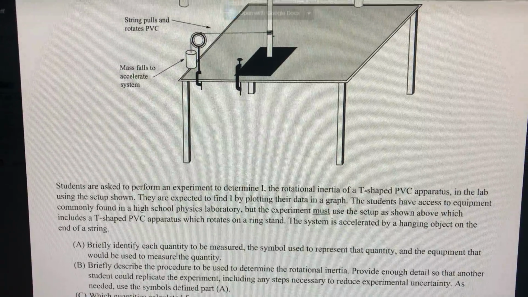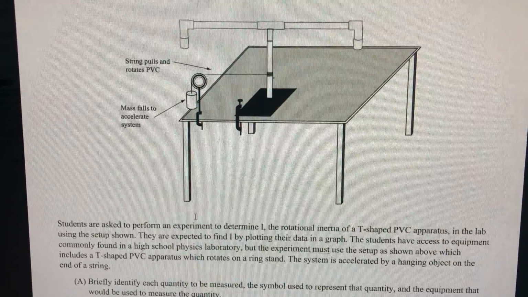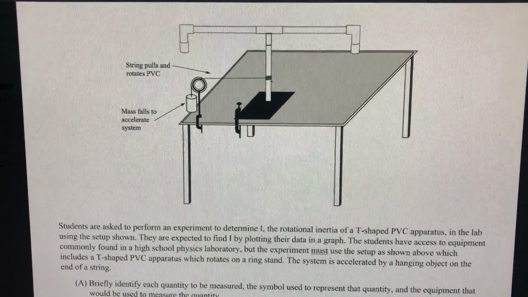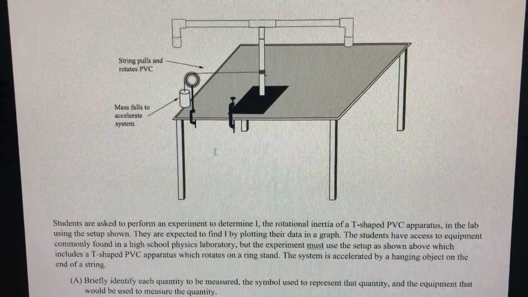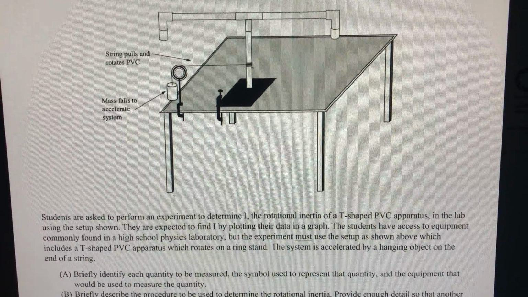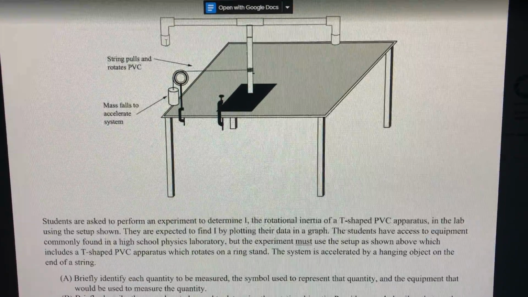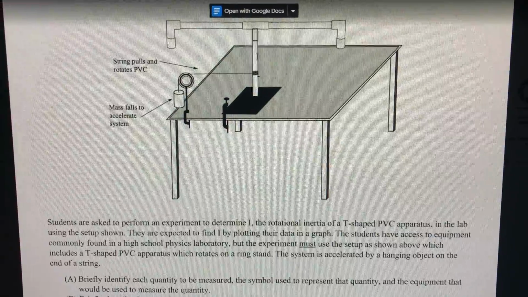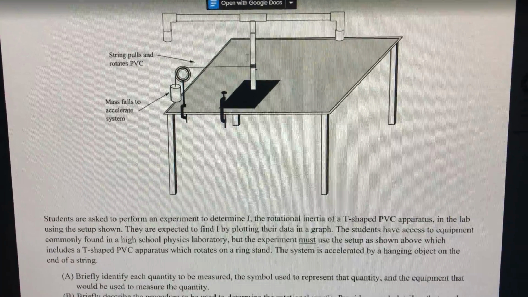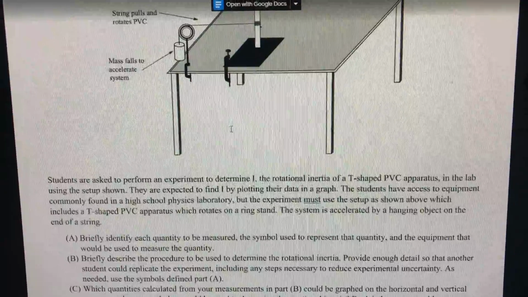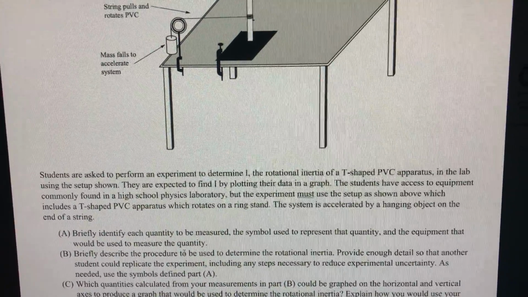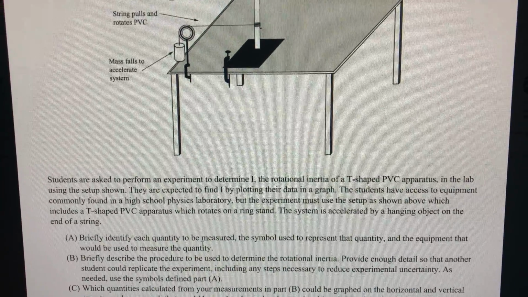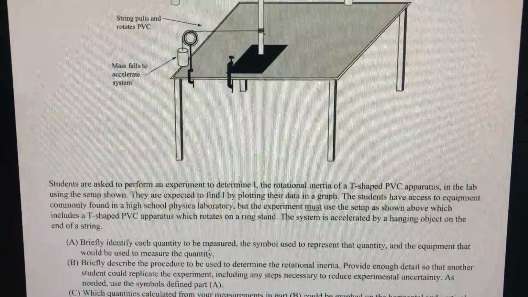Okay, briefly identify each quantity to be measured. So here, think about what we could measure, right? We've got a mass and it's going to be moving. There's going to be forces acting. There's going to be some accelerations. We're going to have both a vertical motion and a rotational motion as this is rotating around. We'll call it rotational motion rather than circular, for the PVC. So based off that, what could we measure? You can edit your answer as you go on and say, okay, maybe we don't need to measure all these things, but it might help to list all the things you could measure first.